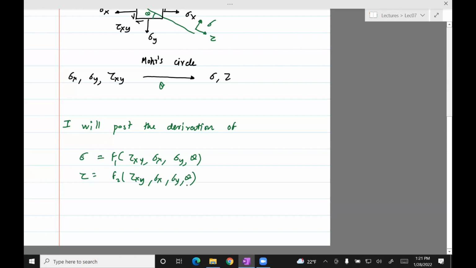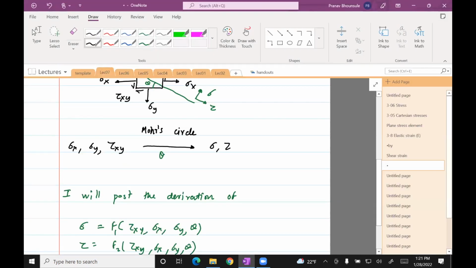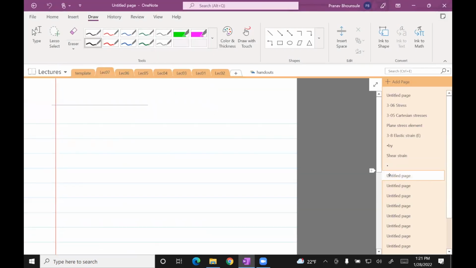So let me write down the equation for sigma and tau. That is, I'm going to write F1 and F2 and post the derivation later. Okay, so here is a formula for sigma.